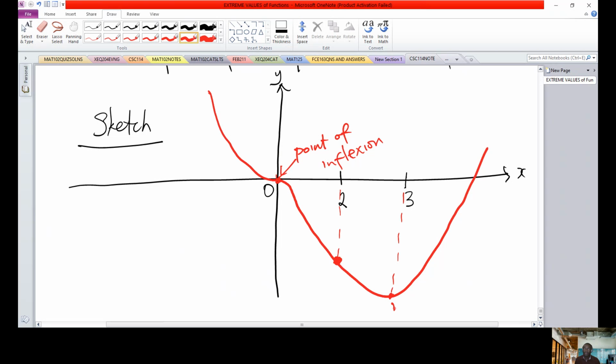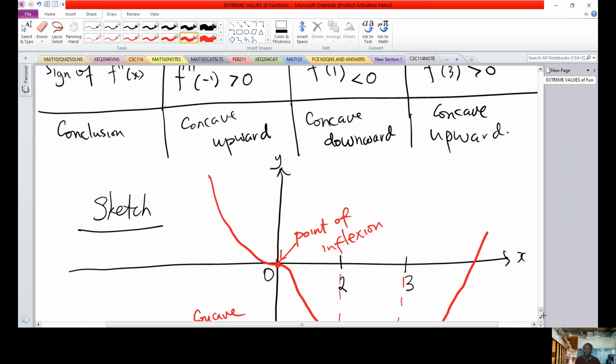So this is concave upward. This limb here, concave downward. Then here we have concave up. So that's the sketch of that given graph.